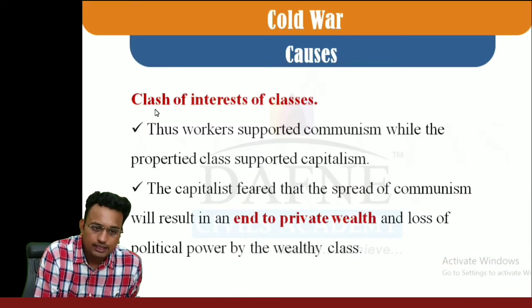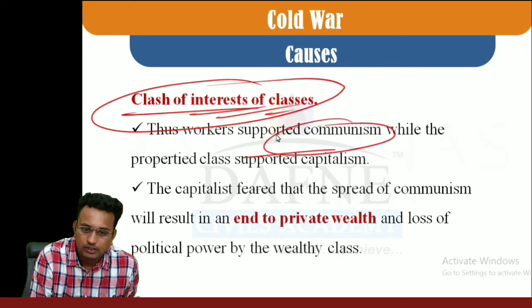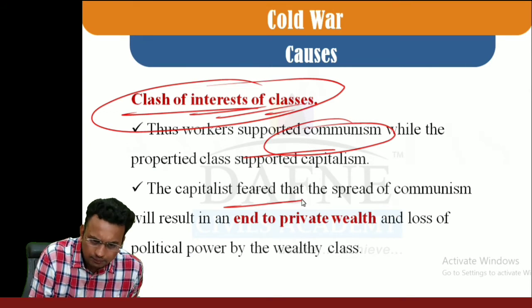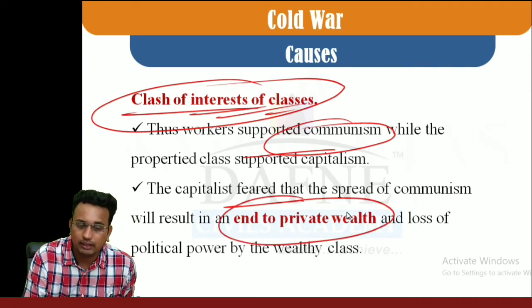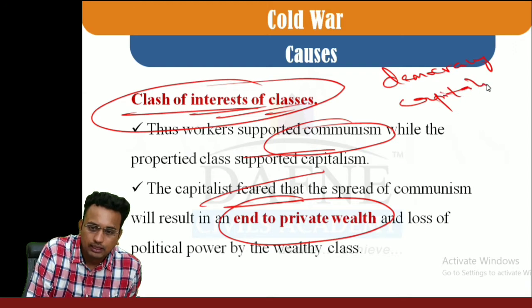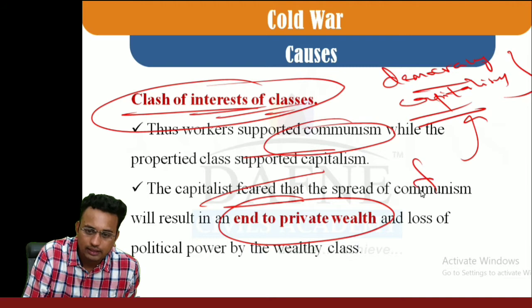Okay, third reason, you can say clashes of interest of classes. The communists wanted private wealth to be ended, but in capitalism, it's free. You can see democracy and capitalism will always go hand in hand. Democracy and capitalism, they go hand in hand. Okay, you have a free market here.